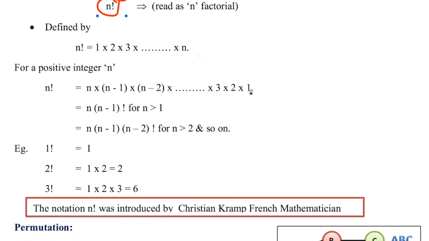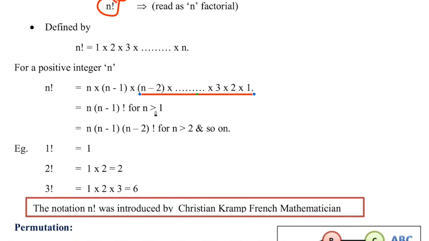Now we just wrote it in the reverse order. Here we started with 1. Here we started with n in the reverse order. Why did we start with n? There is an intention. We can also represent this as n into n minus 1 factorial, n minus 1 factorial into n. Or otherwise n into n minus 1 into n minus 2 factorial.